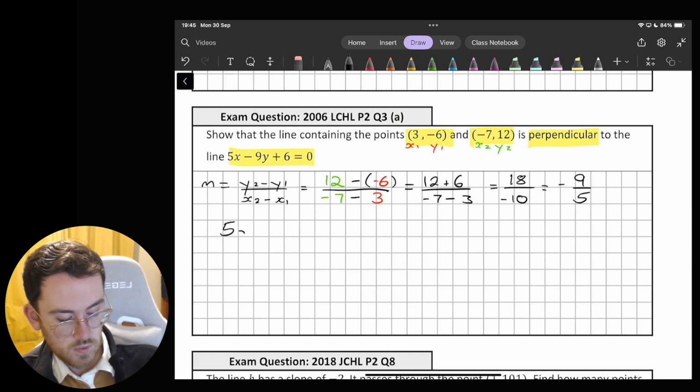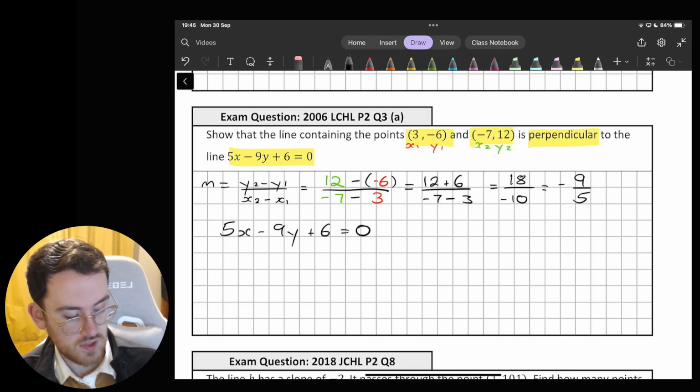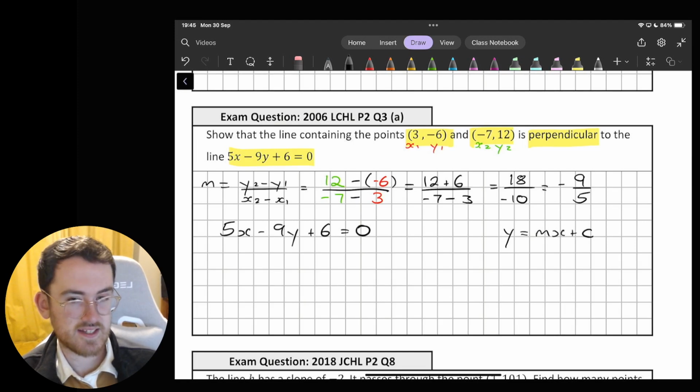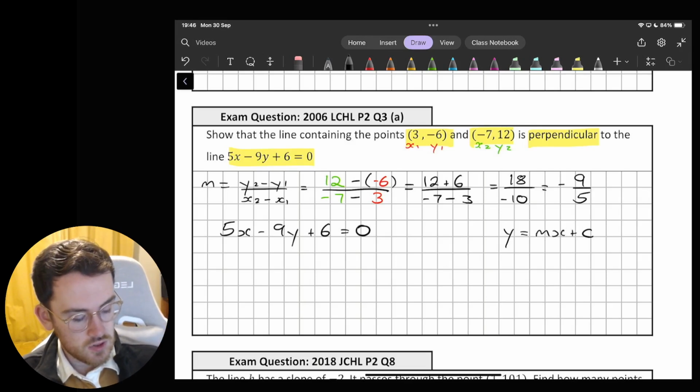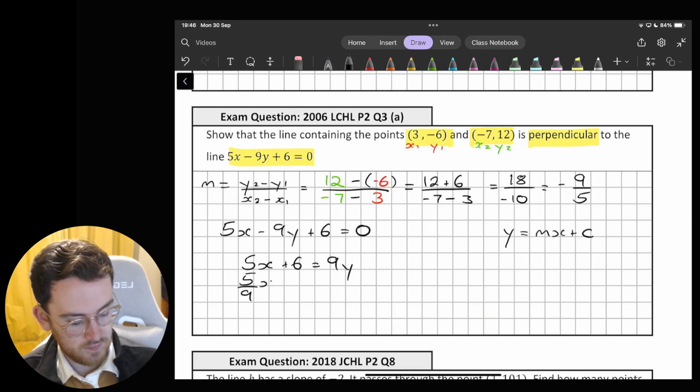Now, when I have the equation of the line written in this format, what I want to do is rewrite it into a format where I have y on its own. And again, this is something we look at in the later section on equation of a line. So isolating y there, I'm going to bring it over to the right hand side so that I only have to move over y, and I can divide by 9 to get y on its own.